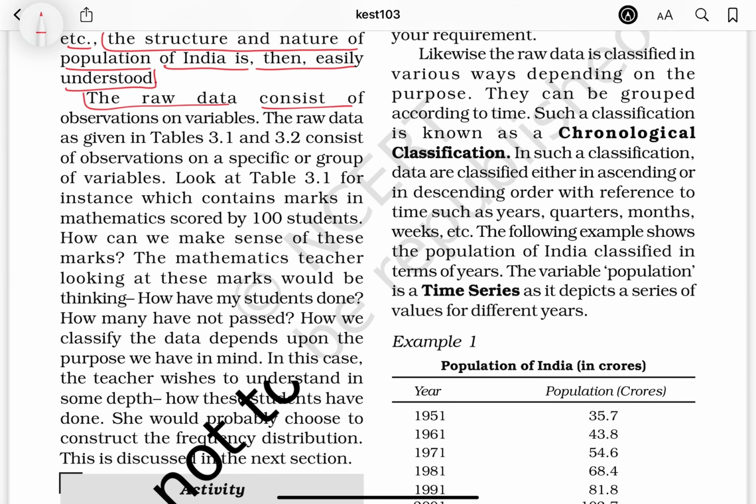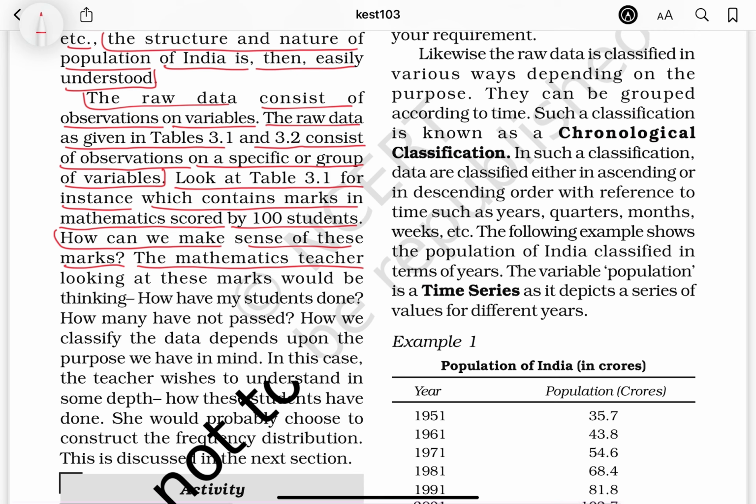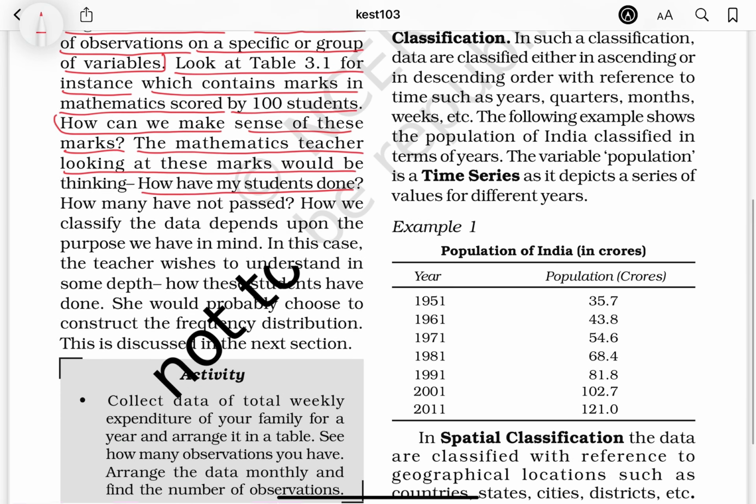The raw data consists of observations on variables. The raw data given in Tables 3.1 and 3.2 consists of observations on a specific variable or a group of variables. Look at Table 3.1, for instance, which contains marks in mathematics scored by 100 students. How can we make sense of these marks? The mathematics teacher looking at these marks would be thinking, how many students have done well? How many have not passed?